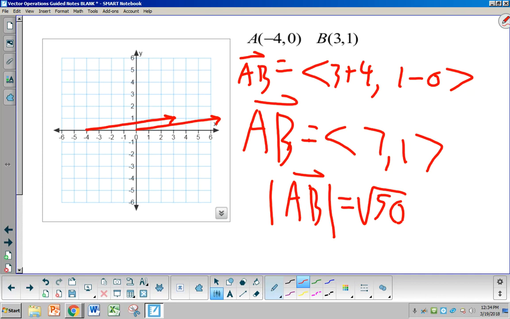Should I do it? Yeah, so what is the square root of 50? Let's see, is that 5 root 2? Good.